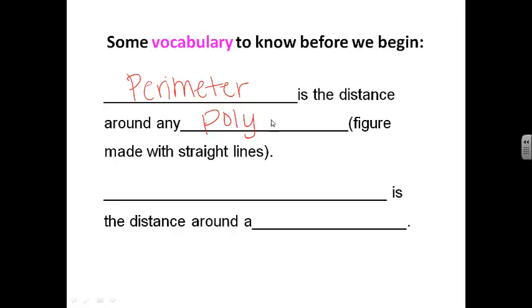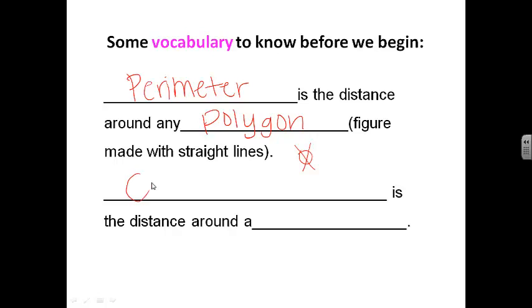Okay, let's review what polygon means. A polygon is a closed figure with straight lines. So polygons would be quadrilaterals, triangles, hexagons, all those sorts of things. What's not a polygon is a circle, because it doesn't have straight edges. So we're doing perimeter of polygons today.